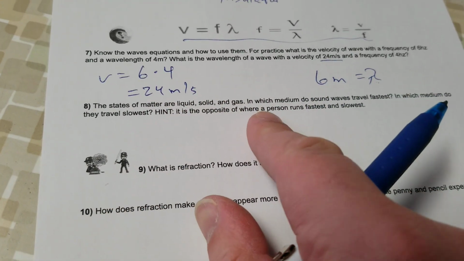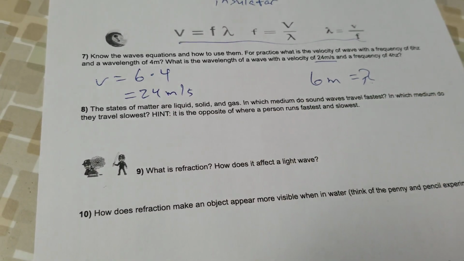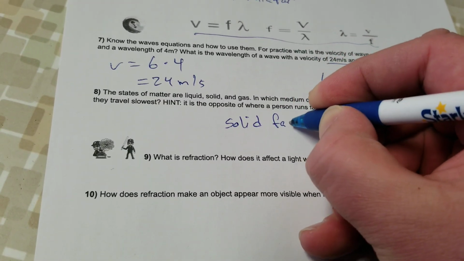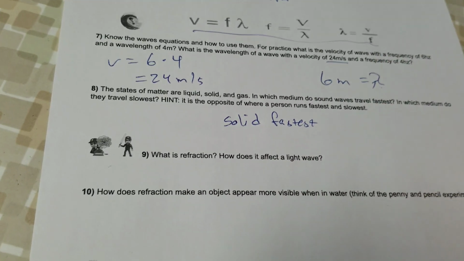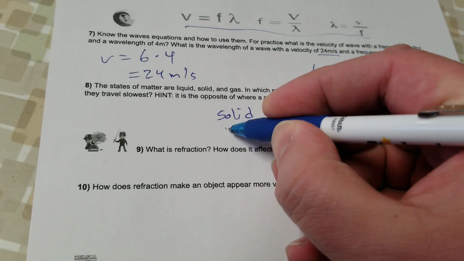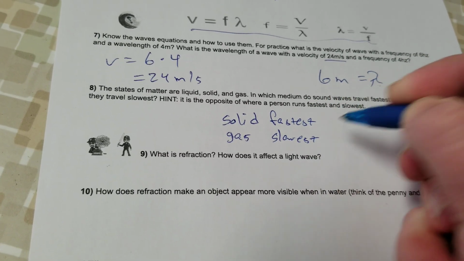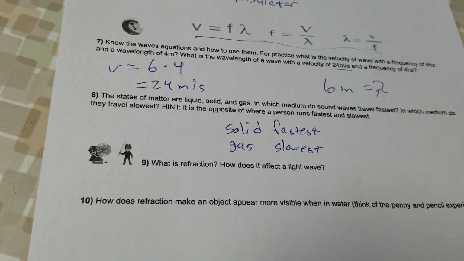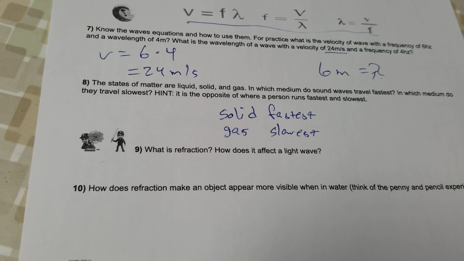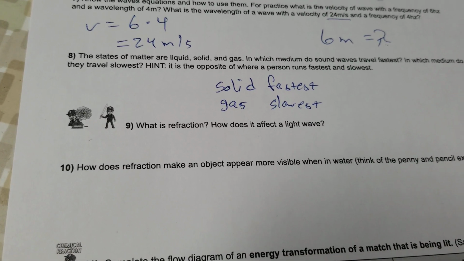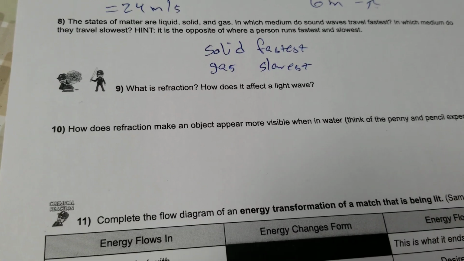States of matter are liquid, solid, and gas. In which medium do sounds travel the fastest? Solid, fast. Slowest, gas, slowest. And hint, it's the opposite of where a person runs the fastest and the slowest. So I did that example in class where I pretended to try to run through the wall, and of course I bounced off of it and then could not get through.